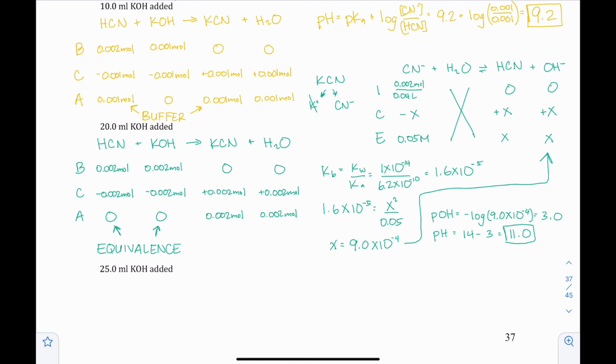Now use the equilibrium expression to calculate the concentration of OH- and find the pH. But we'll need to use Kb since the OH- in the products makes the solution basic. So calculate Kb first, then calculate the concentration of OH-, and then find the pH.